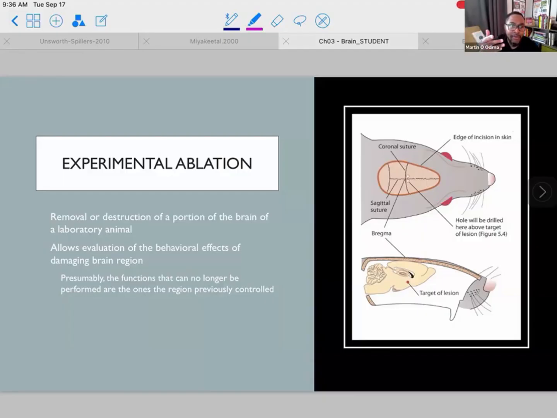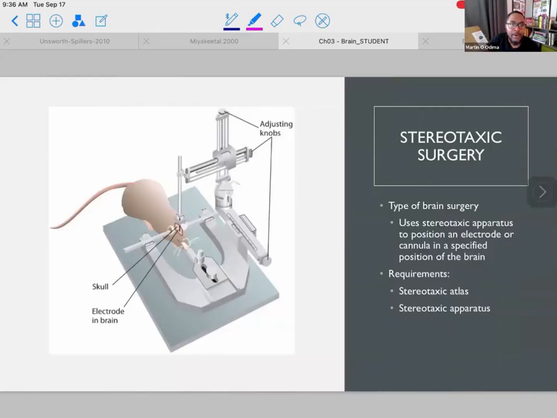They could have performed an experimental ablation on that rat to remove the amygdala, or that part of the brain, and as you can see, it's influenced the behavior of the rat. Presumably, the functions that can no longer be performed are the ones that the region previously controlled. That's the assumption. Another experimental procedure would be stereotactic surgery.